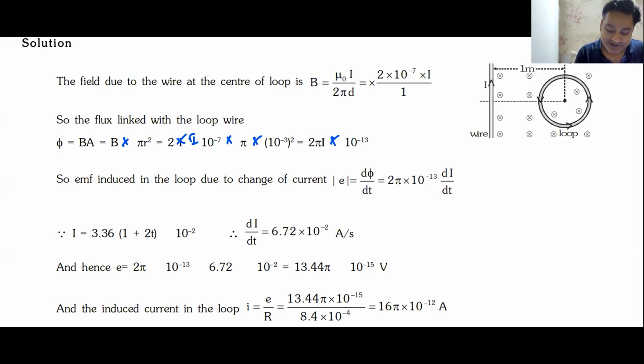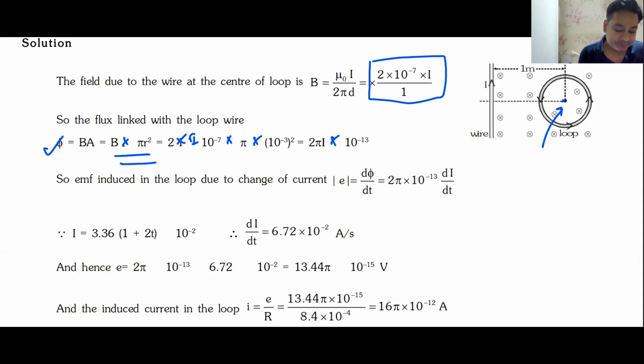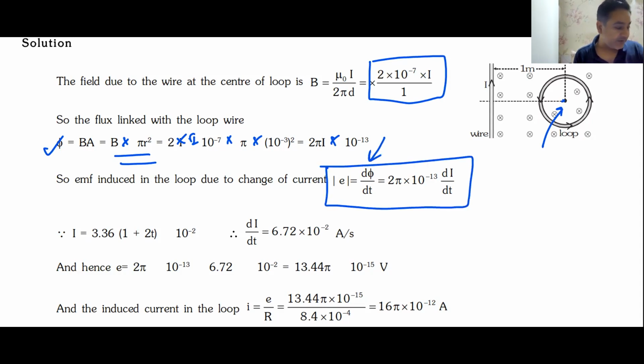You just find the magnetic field at the center of the loop. Do you understand this? Yes, sir. It is mu naught I by 2 pi a. You then multiply this by the area of the loop. Then you find the EMF by differentiating phi with respect to time.